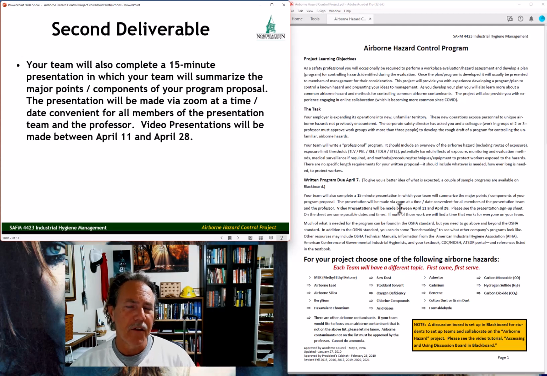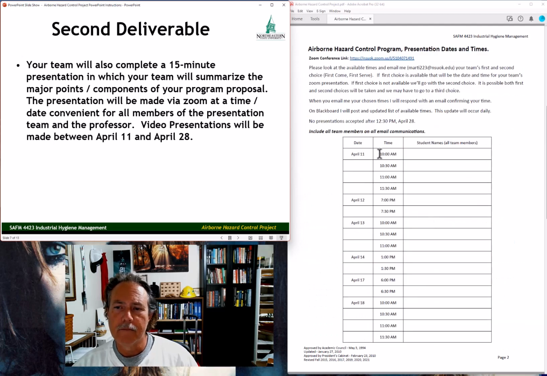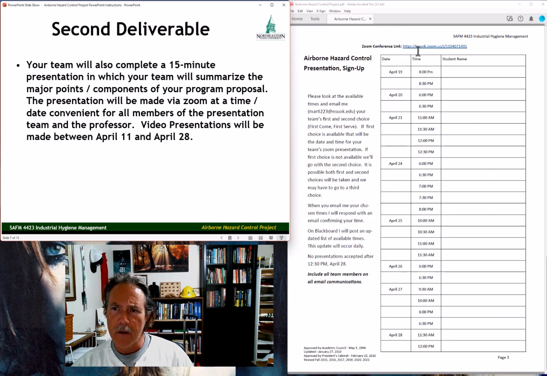So we have about 30 people in the class. Let's say we have teams of 3, so we're going to have 10 different presentations. And these are the available dates and times for these presentations. And you'll notice, for those of you who work during the day, I have some evening presentation times available. It's not all during the day. See, they're April 17th, 6 p.m., 6:30 p.m. I even have 8 p.m., 8:30 p.m. if you want to do it even later.